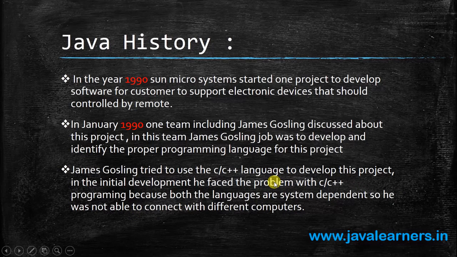Why were system dependent languages not able to connect with different computers? I have explained that in the previous tutorial. If you want, you can watch that tutorial and then come back to this one, then you will understand properly. So he used C++, but it didn't work for this project. So what did James Gosling do?